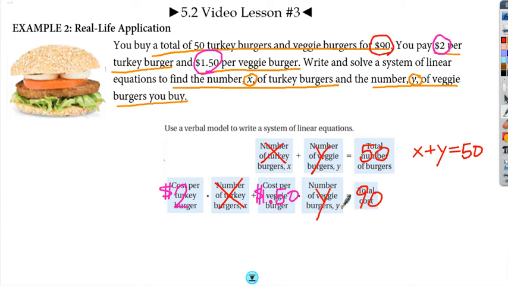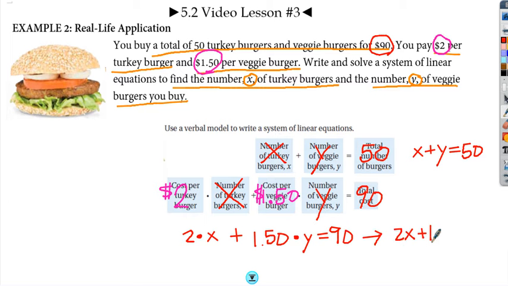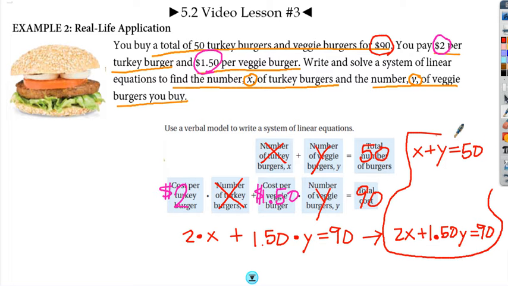Now I'm going to make this look a little more friendlier. So we have 2 times X plus 1.50 times Y equals 90. But if you rewrite that, that'll be 2X plus 1.50Y equals 90. So those are 2 equations for this problem.